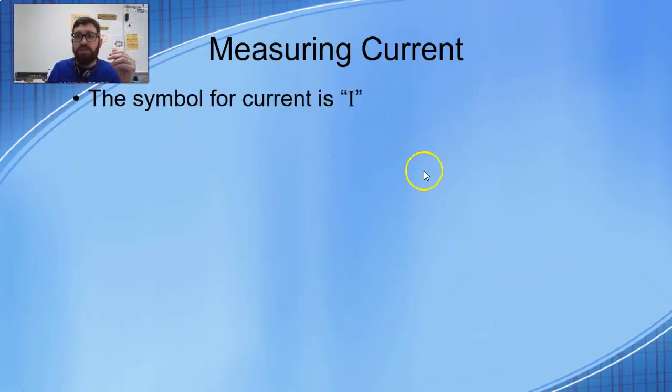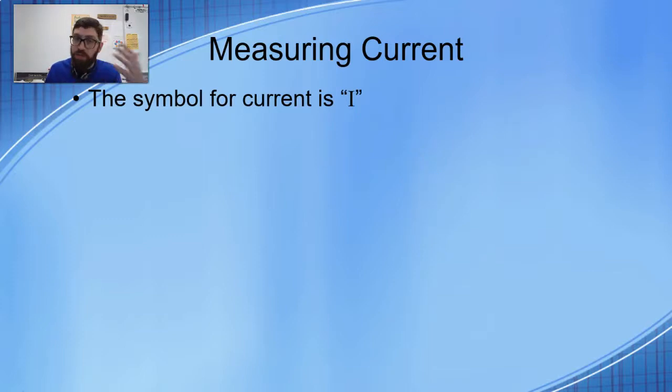So as far as how to calculate and measure current, and there's some other things that we're going to measure as well. As with many other things we've talked about, there's a variable for current, there's a way to measure it, and there's an equation to calculate it. So the symbol for current is capital I, right?